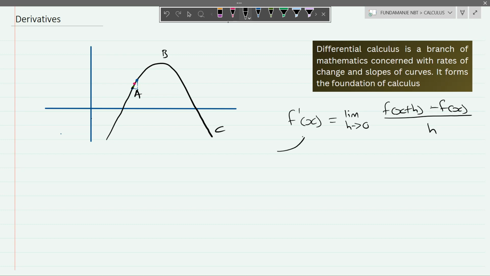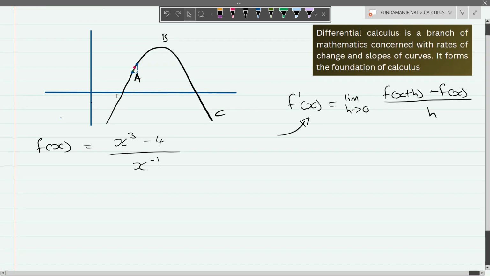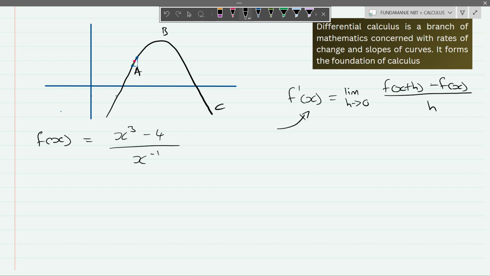So this again won't be useful when trying to apply this formula to find the gradient, because should we be given something as complicated as f of x equals x cubed minus 4 all over x to the power of minus 1, something like this will be quite difficult to work with using this method, but we can follow the shortcut method in order to find the gradient of any function as well, so long as we put it in its most basic format.